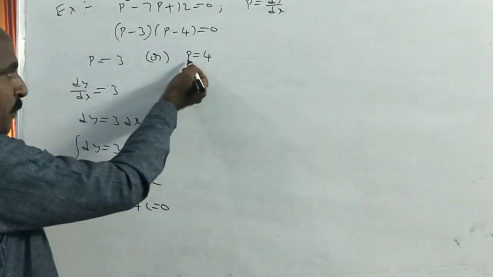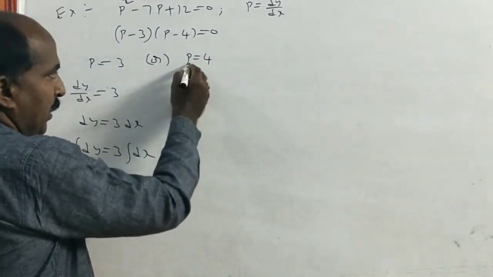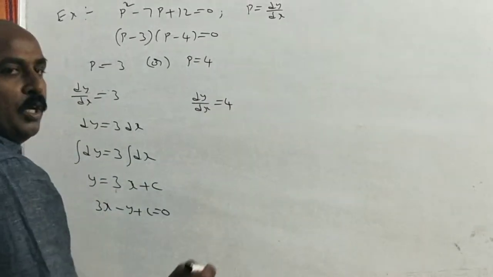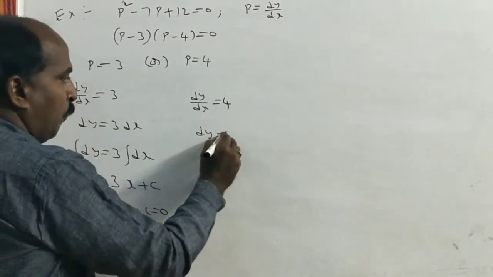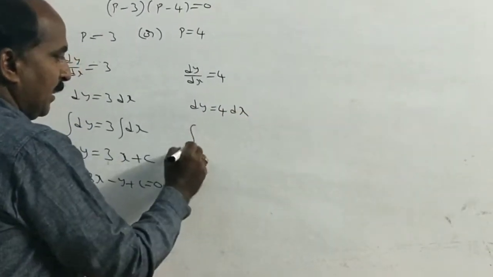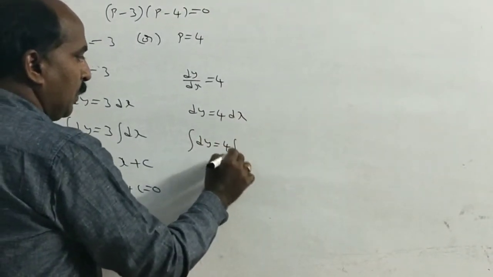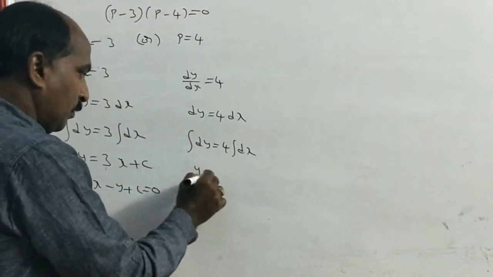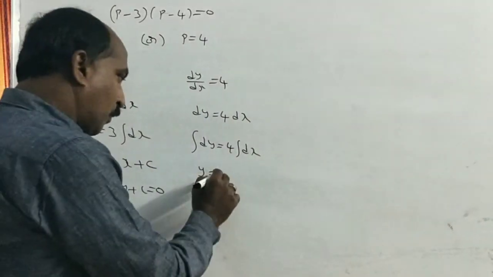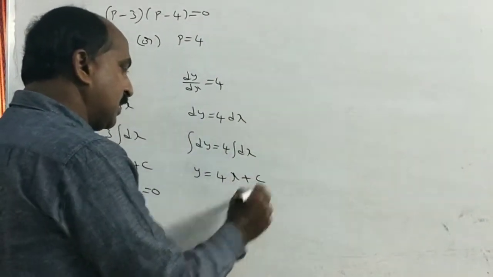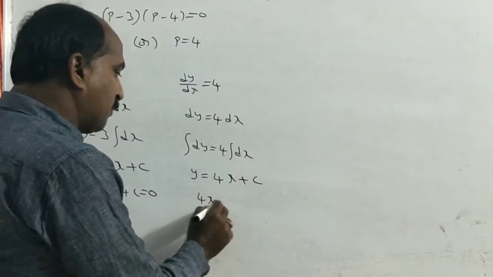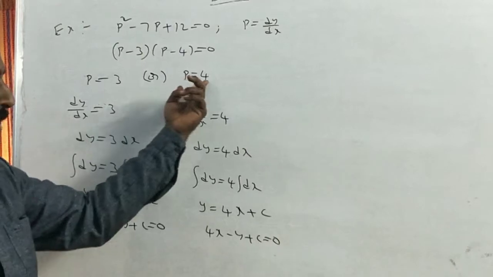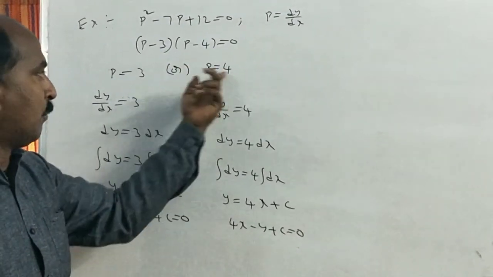And the general solution of p equal to 4: here p equal to dy by dx equal to 4. So dy equal to 4 dx. On integrating, integral dy equal to 4 into integral dx, we get y equal to 4 into x plus integration constant c. So 4x minus y plus c equal to 0 is the solution for this differential equation p equal to 4.